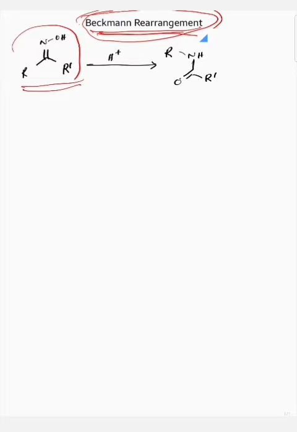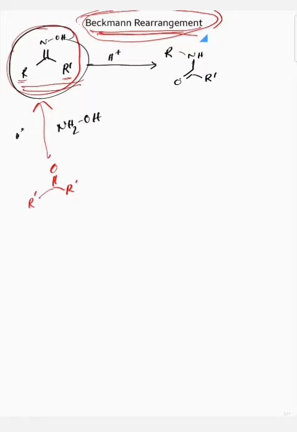So here is our starting material. In Beckmann rearrangement, the starting material is this kind of compound where we have two side chains with the carbonyl group. Where does this come from? This comes from a carbonyl compound, this kind of carbonyl compound, and if we react it with NH2OH in presence of some acid, then it forms this compound, right?